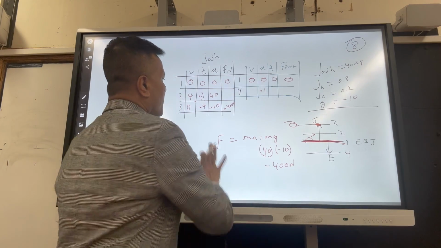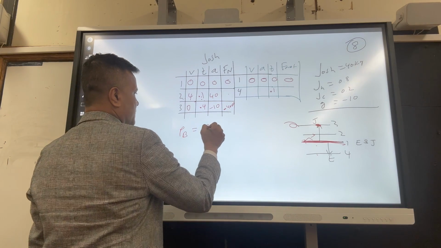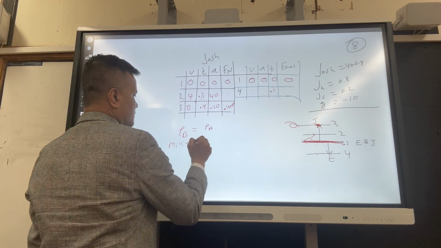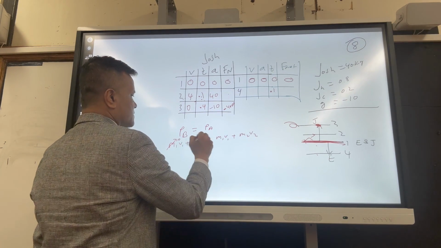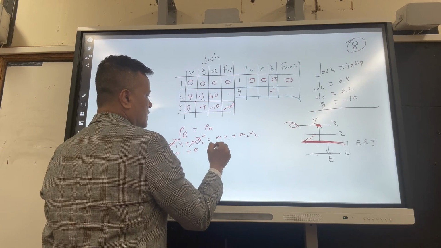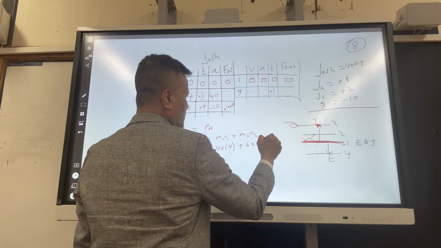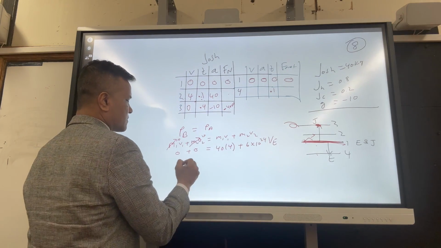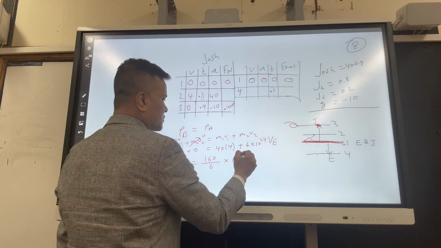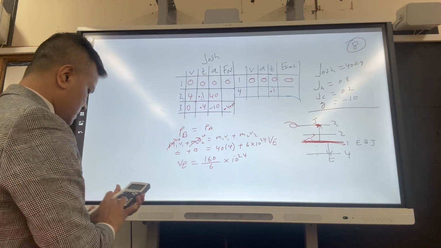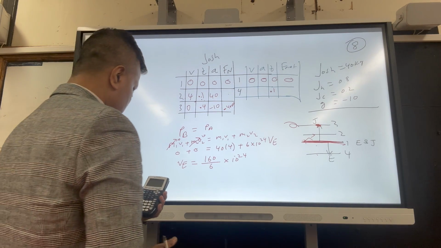Okay. So now let's find this one. Momentum before is equal to momentum after. M1 V1 plus M2 V2 is equal to M1 V1 plus M2 V2, right? So this is 0, this is 0, so 0 plus 0, and this is 40 times V1, which is 4, plus 6 times 10 raised to 24 times the velocity of the Earth's recoil. Velocity of the Earth's recoil is 160 divided by 6 times 10 raised to 24. So now 160 divided by 6 is 26.7.